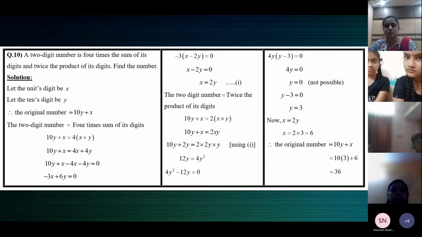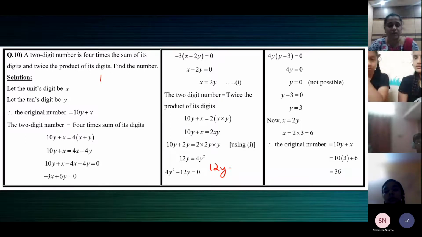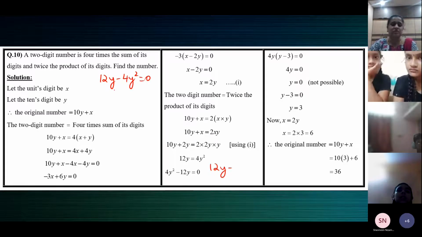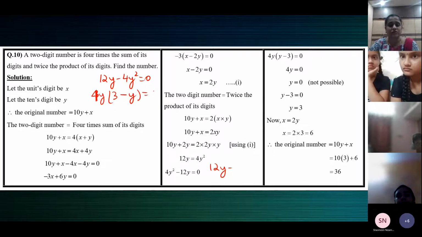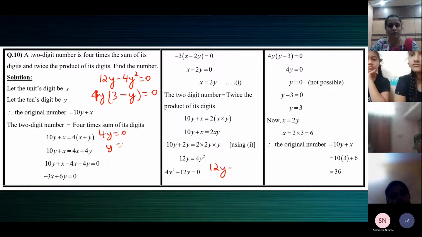36. So I was telling you, you can also transpose like this: 12y minus 4y square is equal to 0. You can also do this. So what's common? Sorry, not 3y, 4y is common. So you will get 4y times 3 minus y is equal to 0. So 4y is equal to 0, y is equal to 0 by 4, which is 0.